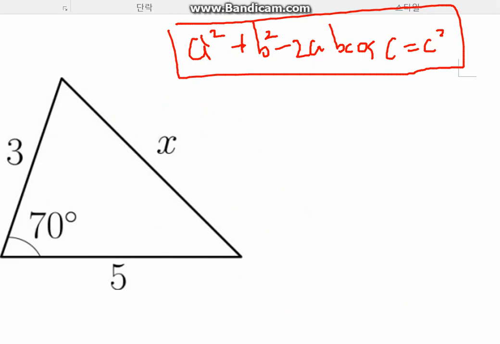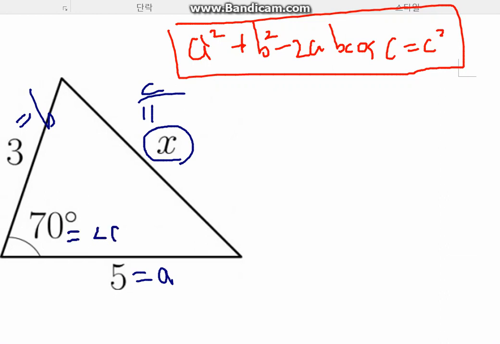Okay, so now looking at an example. For simplification or clarification, we're going to put x as c, 5 as a, and 3 as b. I haven't mentioned this before, but cosine C, cosine A, cosine B: these angles are all the angles opposite from the side. So we put x equals c, and angle C is going to be 70 degrees since it is opposite from side x.